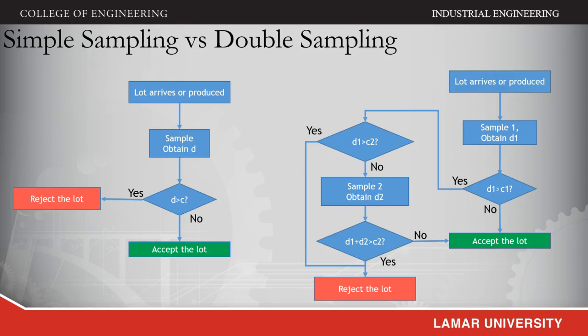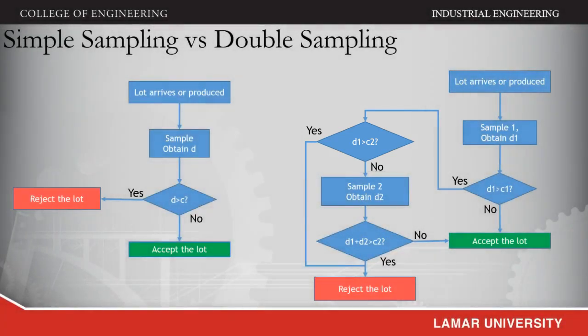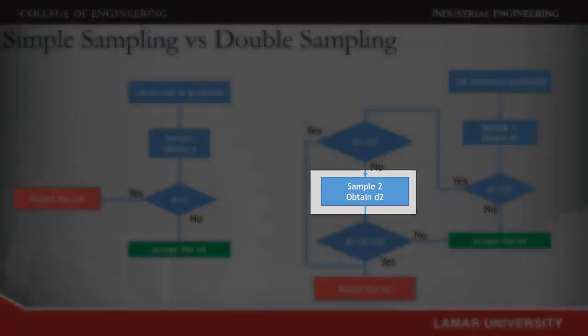If, on the other hand, the number of defects exceeds the acceptance number, we need to ask a second question. Does this number of defects exceed the second acceptance number? If so, then we would have to reject the lot right there. If, on the other hand, the number of defects in the first attempt is larger than the acceptance number for the first attempt, but is not larger than the acceptance number for the second attempt, then we need to take a second sample.